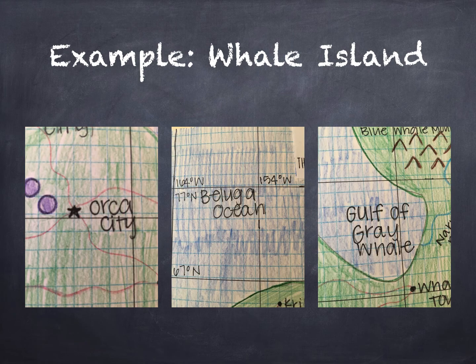And again, just more parts. I have my capital, Orca City, my ocean, and then my Gulf of Gray Whale. So like I said, your country can be about anything that you want. Killer whales are my favorite animal, so I just decided to make a whale island because that's what I liked. Or if you can't think of anything or you're not a great drawer, I'm not a great drawer, but I just took my time and I tried to make it as good as I could. Just draw it. It doesn't have to be perfect, but you can just draw what you think an island or a country would look like.